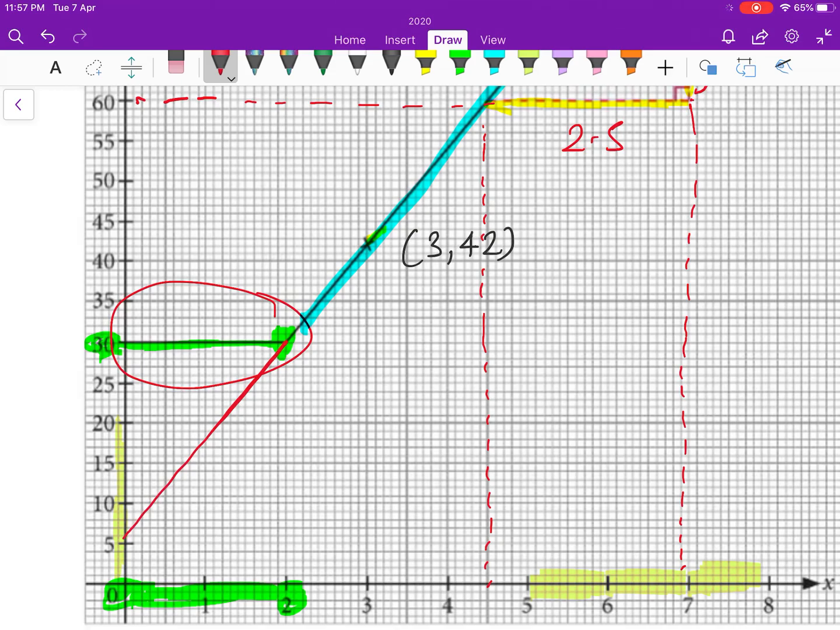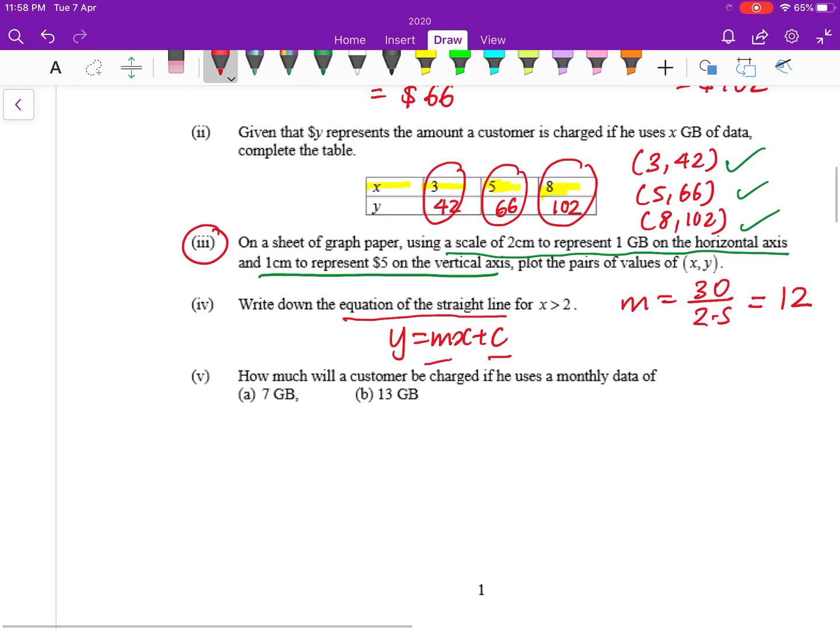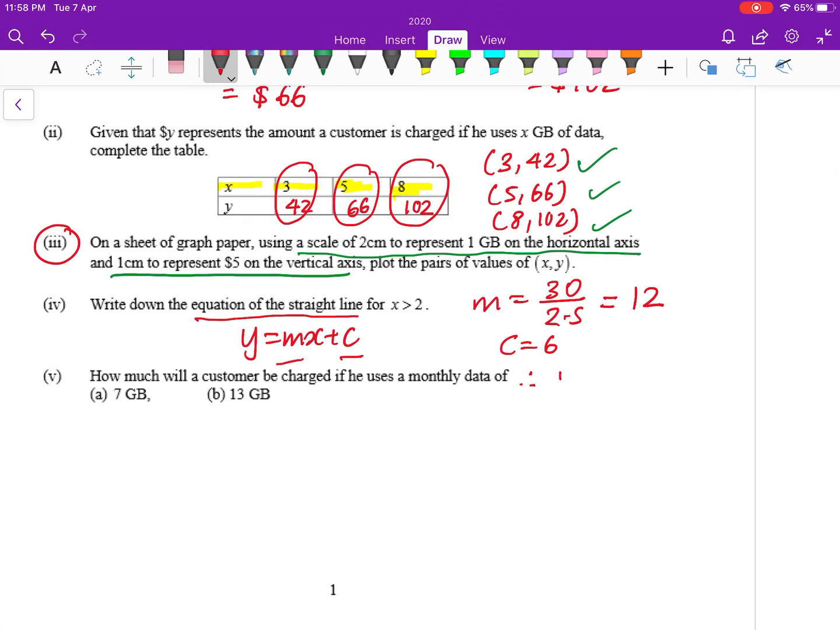Okay, it's quite accurate. When you read the vertical axis, I got a number 6. So c is 6. I cannot read 30 because 30 is not accurate. I'm looking at the blue line, which should extend down. So c is 6 from the graph. Therefore, y equals mx plus c, y equals 12x plus 6.